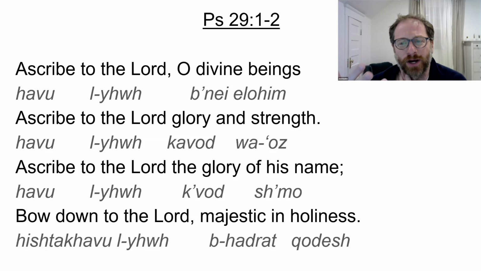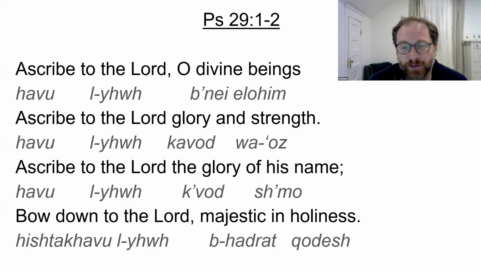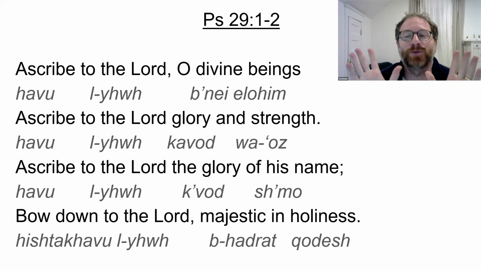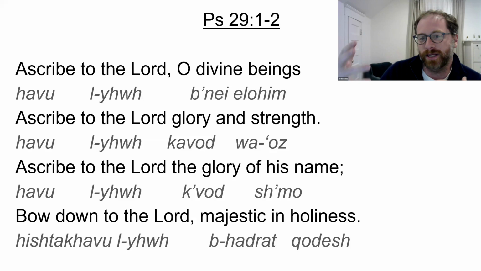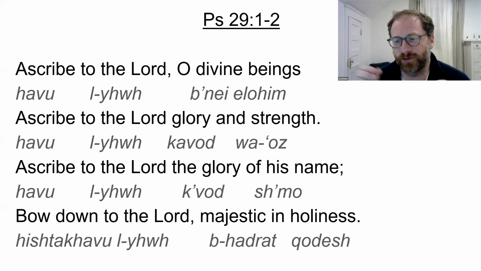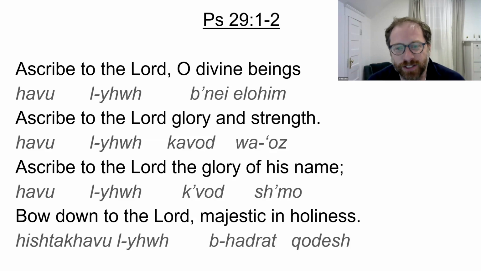Now hold on a second. What do you mean, O divine beings? The Hebrew there is B'nai Elohim, which could be taken very literally as sons of God, but that's worse than divine beings. And I should tell you, I'm working here from the JPS translation with a few little tweaks by me. Your translation may vary. But this B'nai Elohim, divine beings, members of the class of deity, is really the sentiment of B'nai Elohim.